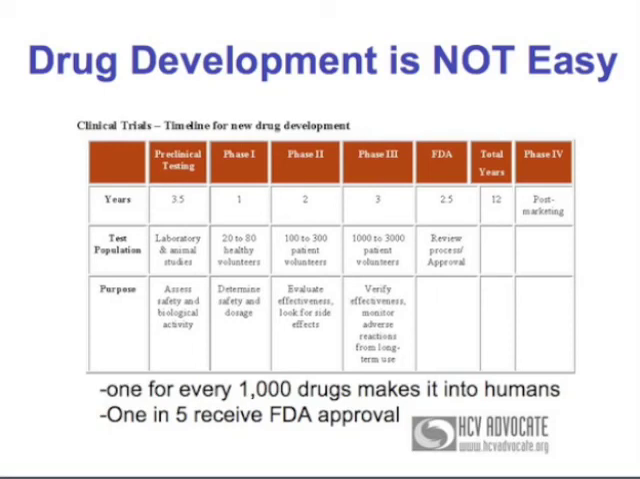You start with preclinical testing, a few years working in the lab and animals, and you look at safety and biological activity. You do phase 1 for safety and dosage, and then you get to phase 3, where you have to do thousands of patients and verify effectiveness. And after all this, you still have to get FDA approval. This is pretty sobering: 1 in every 1,000 drugs makes it into humans, and of those that make it into humans, only 5 receive FDA approval.